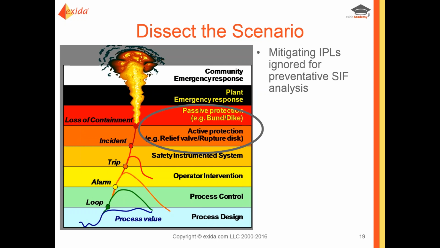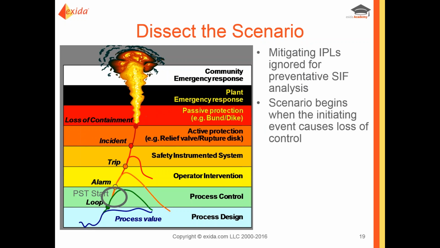Certain independent protection layers are more mitigative. In essence, they mitigate the consequence after the incident has occurred. Our goal of the safety instrumented function is to prevent this incident from occurring, so effectively we are going to ignore any of these mitigative events in this particular time analysis.